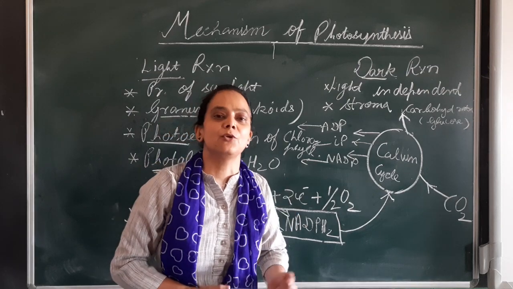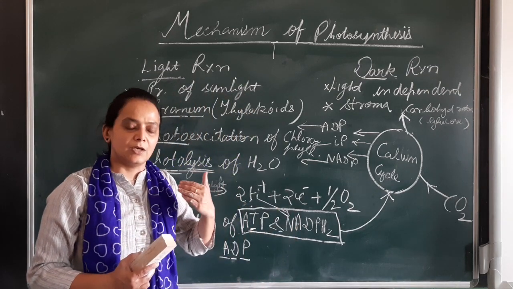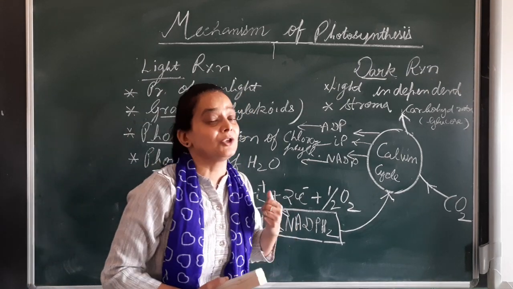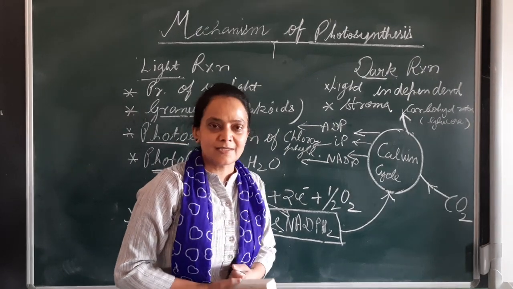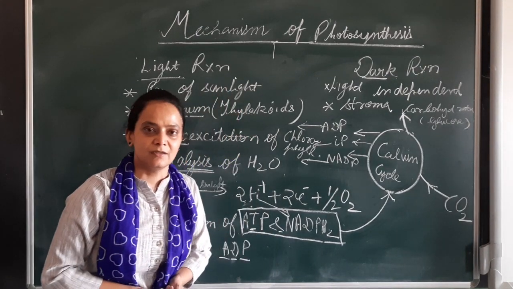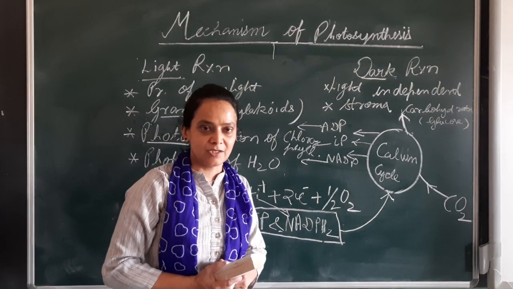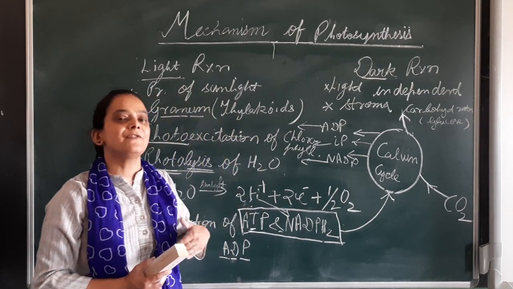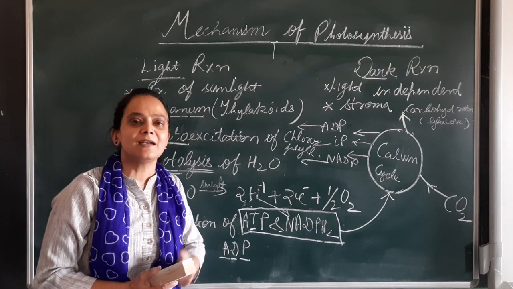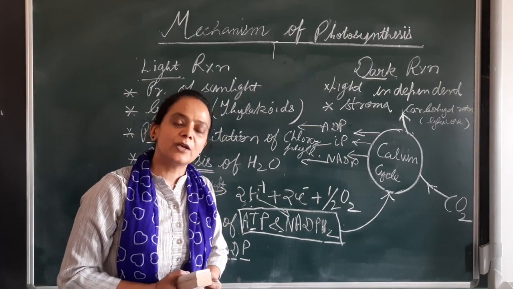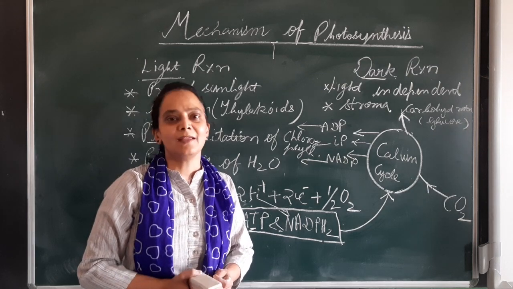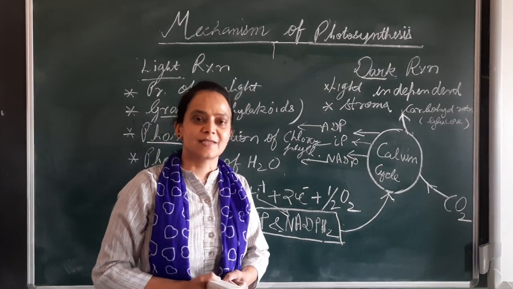Now my request to you is, please do solve these questions which I am giving you orally. List the main steps that occur in light reaction, how light reaction is different from dark reaction, and with the help of a schematic diagram, show the overall process, explaining the mechanism of photosynthesis.